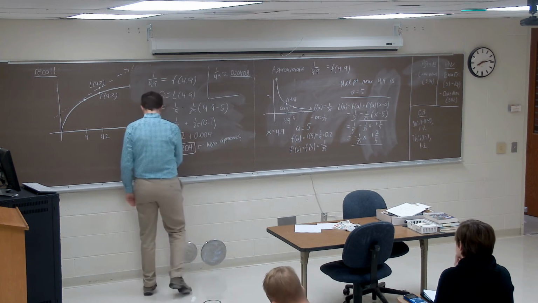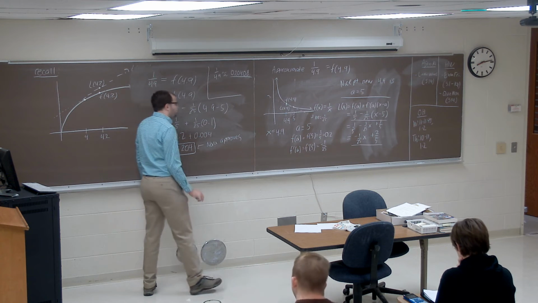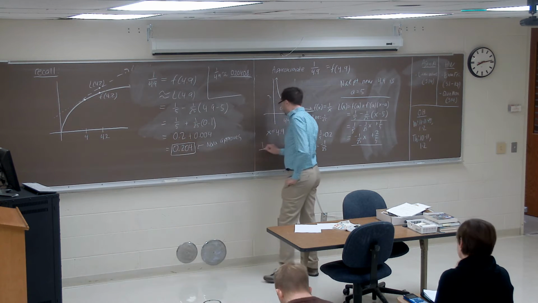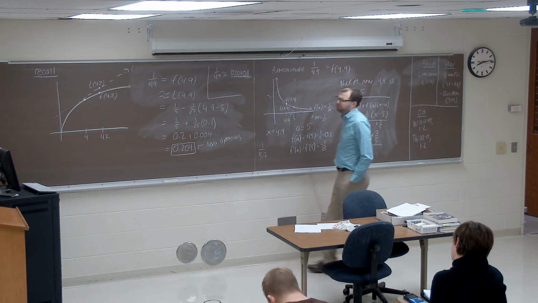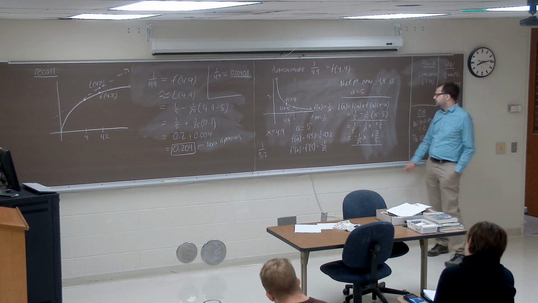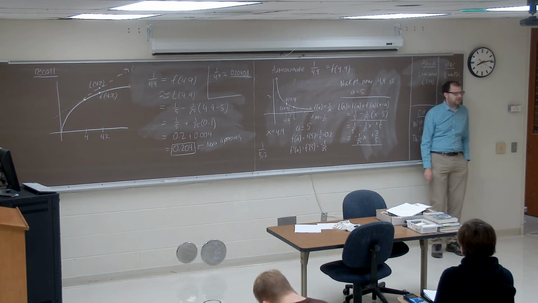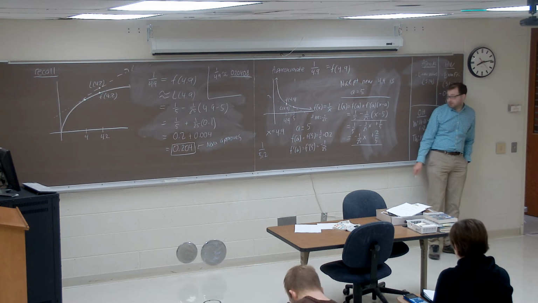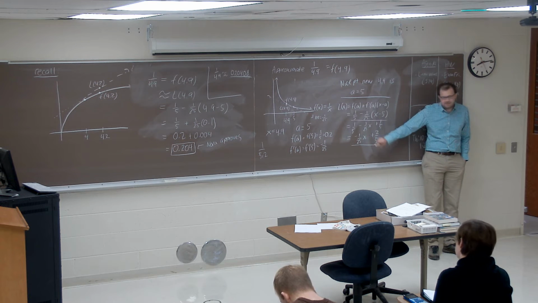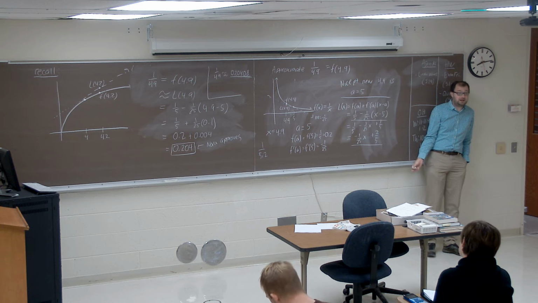Okay, what if we wanted to find 1 over 5.2? You think that this tangent line would give us a pretty good approximation? If we were to plug in 5.2 for x into this tangent line, do you think it would give us a pretty good approximation?